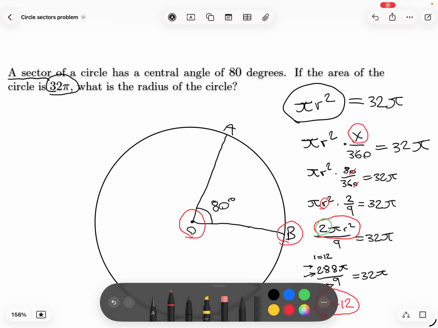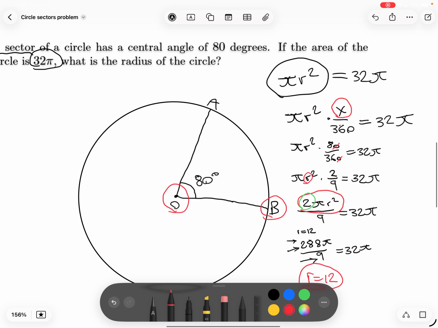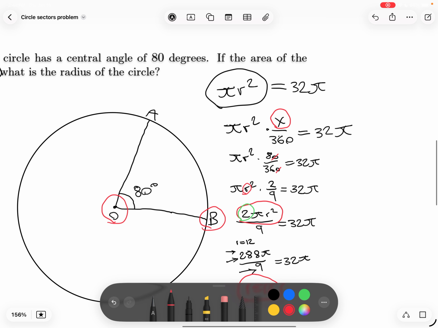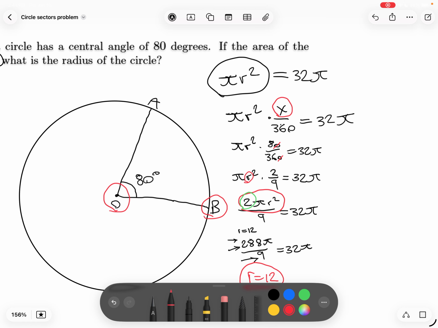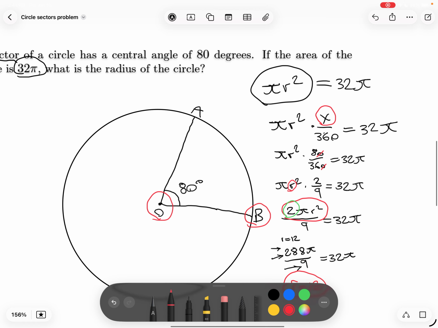So in summary, to solve this geometry problem involving sectors of a circle, we used the formula for the area of a circle. We then multiplied that by x over 360, since the total angle in a circle is 360 degrees. Then we used some algebra to solve for the value of r, given that our x is 80 degrees, the central angle in the circle.